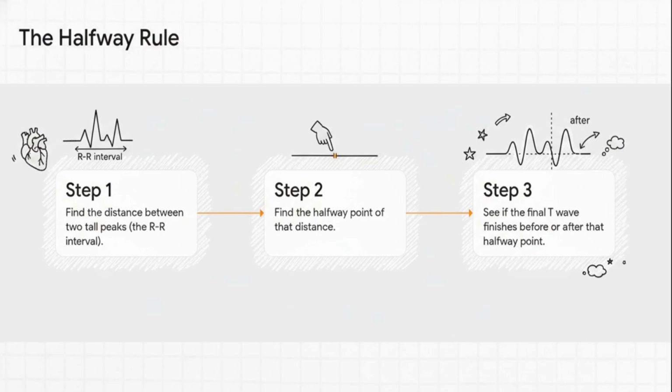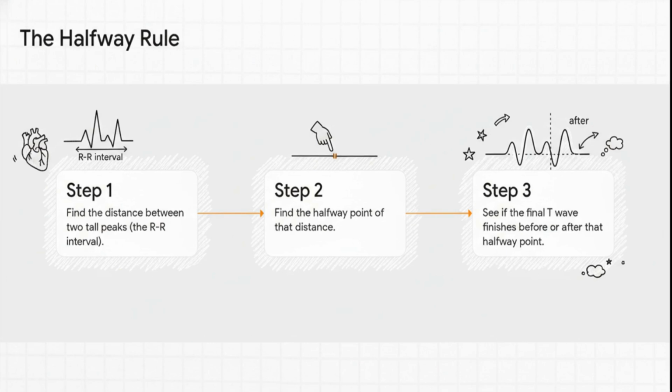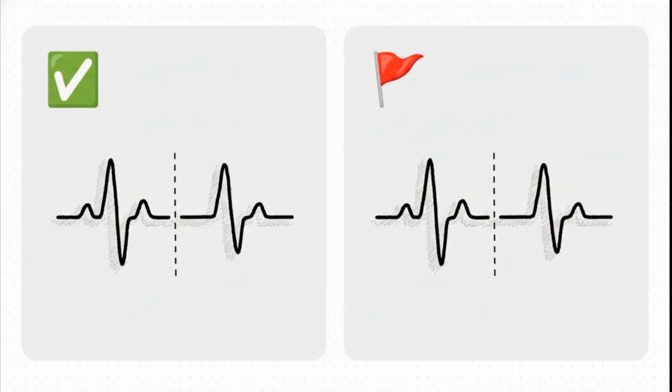Okay, let's do this. It's called the halfway rule. And I'm not kidding when I say a third grader could learn this. Step 1. You find the distance between two of those tallest spikes. That's called the RR interval. Step 2. Just eyeball the halfway point of that distance. Seriously, just guess. And step 3. Now look at that final lumpy bit of the heartbeat. Does it finish up before that halfway point, or does it go after it? That's it. Let's see this in action.